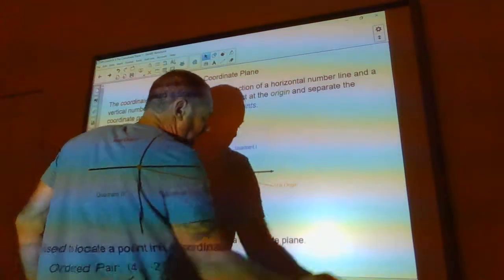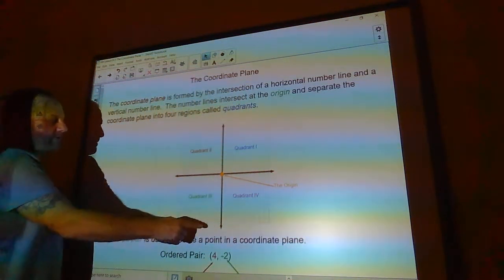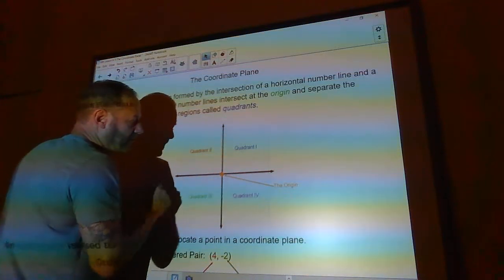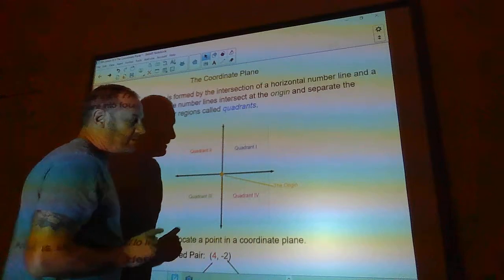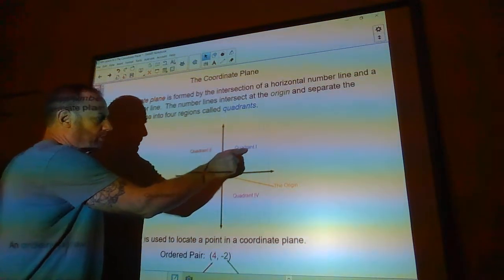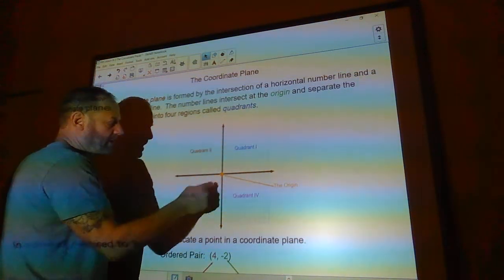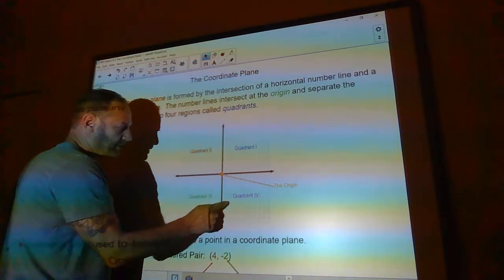So this is what it looks like right here. You've got your vertical number line, you've got your horizontal number line. Okay, here's the origin where they meet. You've got your four quadrants. Now, this is quadrant 1, and they go counterclockwise. Quadrant 2, quadrant 3, quadrant 4.